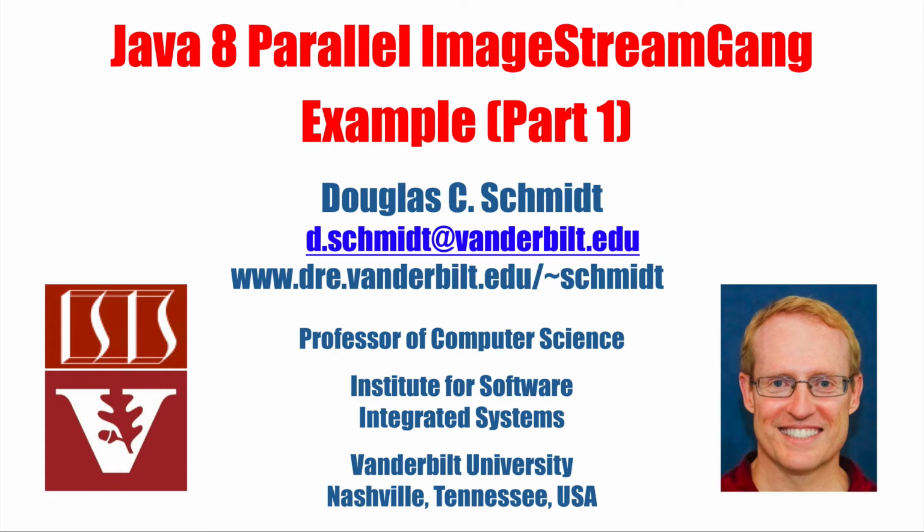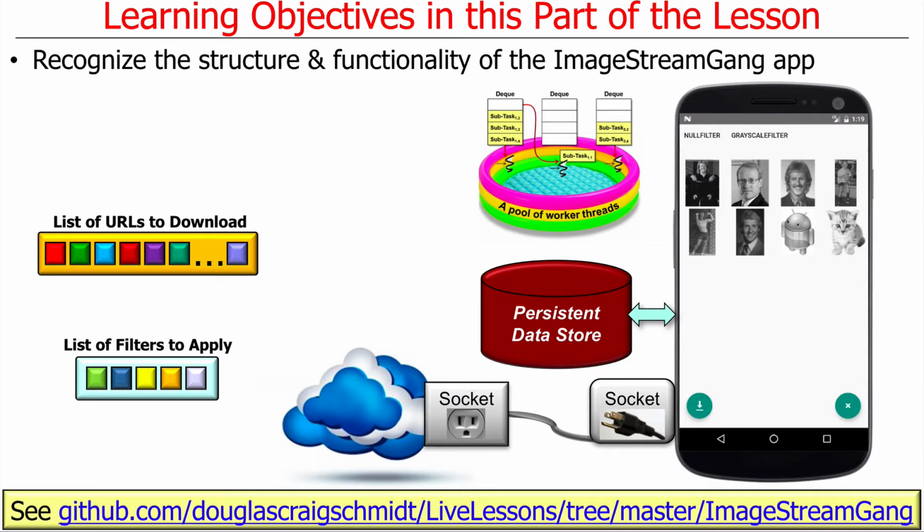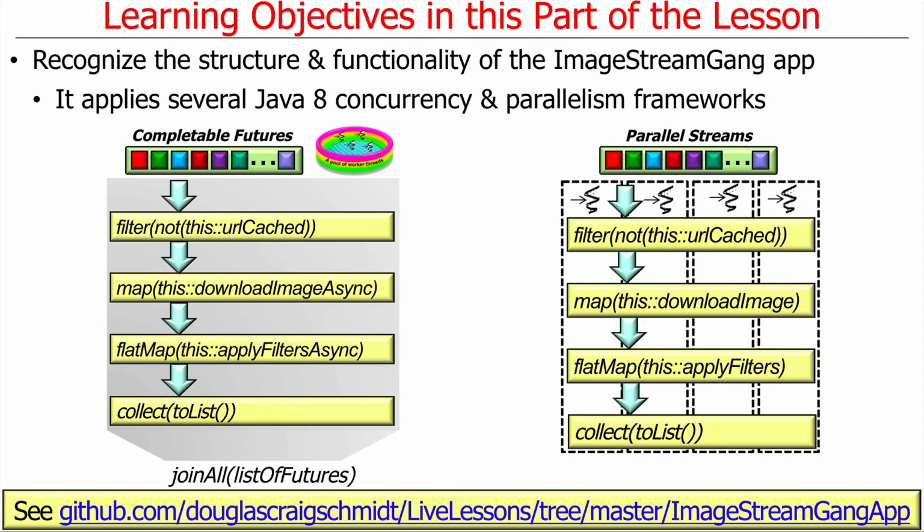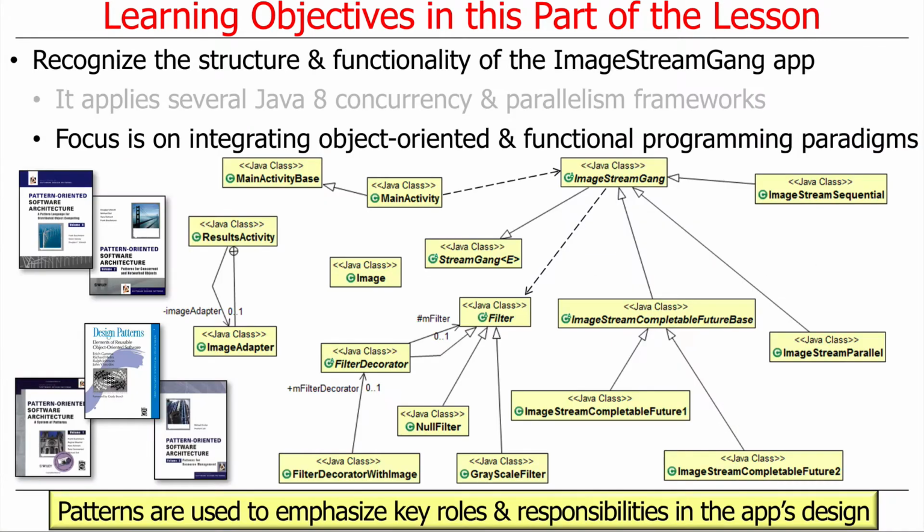Now that we've discussed parallel streams and completable futures, I'm going to walk through a more complex example that illustrates how both these Java framework capabilities are applied. This example is called the ImageStreamGang app, and we'll start by describing the structure and functionality of the app. This app is interesting because it applies the Java parallel streams and Java completable futures concurrency and parallelism frameworks. You can download the app at the URL shown at the bottom of the screen.